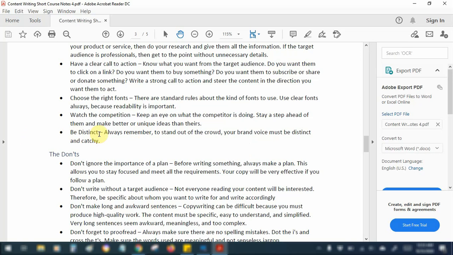Also, you must be distinct. Do not copy paste, or do not copy the same voice of your competitor brand. Be distinct and catchy. Have your own personality. Let people know you for who you are, and be original.